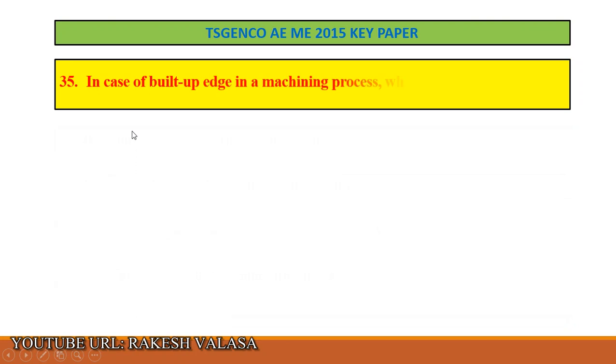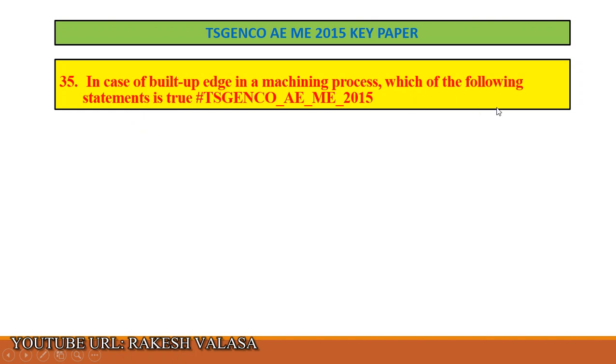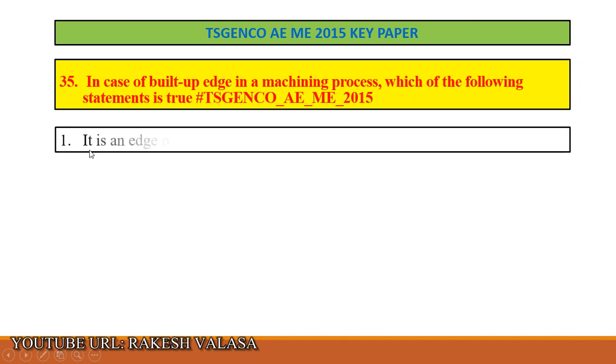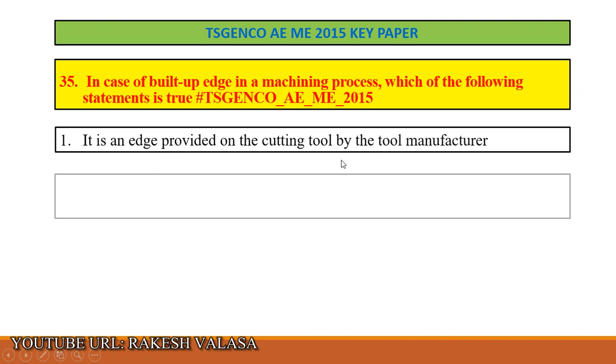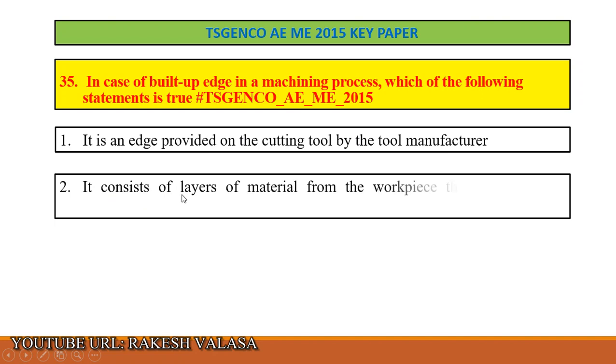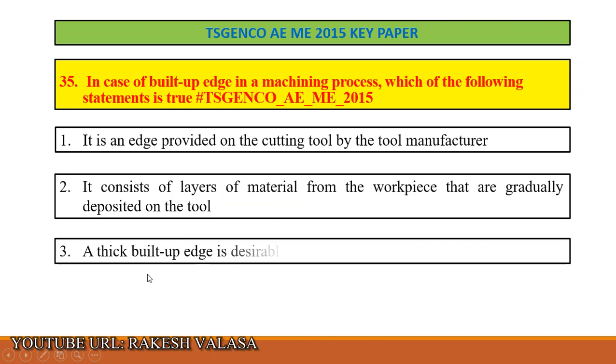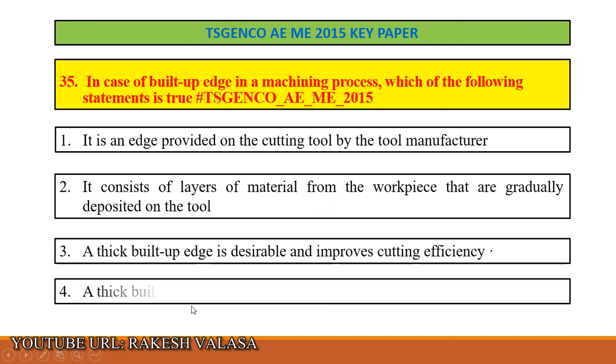Question number 35. In case of built-up edge in a machining process, which of the following statements is true? Option 1, it is an edge provided on the cutting tool by the tool manufacturer. Option 2, it consists of layers of material from the workpiece that are gradually deposited on the tool. Option 3, a thick built-up edge is desirable and improves cutting efficiency. Option 4, a thick built-up edge improves the surface finish of the machined surface.